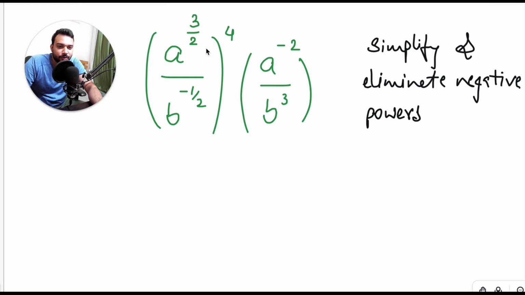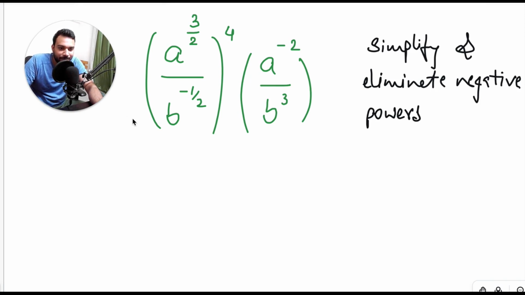Okay, here's the question of the day. So (a raised power 3 over 2 upon b raised power negative half) whole raised power 4 times a raised power negative 2 over b cubed. Simplify and eliminate the negative powers. So the final solution must not have a negative power. Since you can see the fractional powers, that means radicals are also involved here. Let's see what we can do.